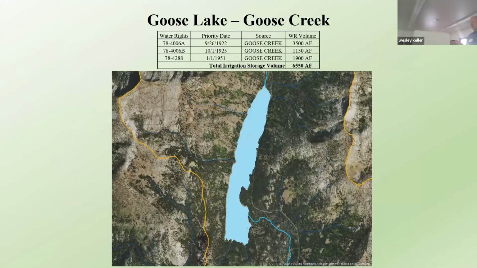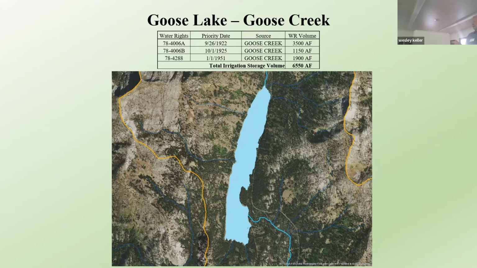So the first storage component, first reservoir, Goose Lake, which is on Goose Creek. There are 3 water rights associated with Goose Creek or Goose Lake. And those water rights authorize a total storage of 6,550 acre feet in one season, in 1 year.